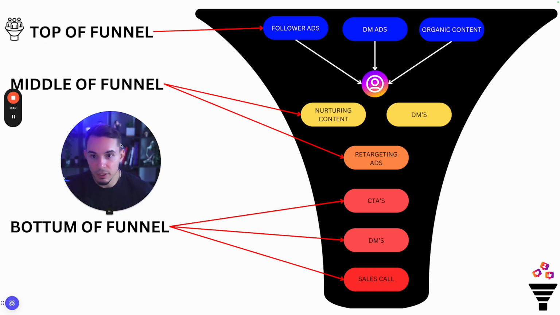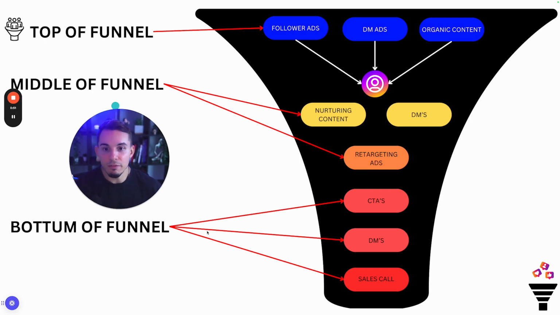So in marketing, you have three different components of a funnel. You got top of funnel, you got middle funnel, you got bottom funnel. I want to show you how to turn your Instagram into a money printing funnel. Top of funnel means cold people. They don't know who you are, never seen you, never heard of you.